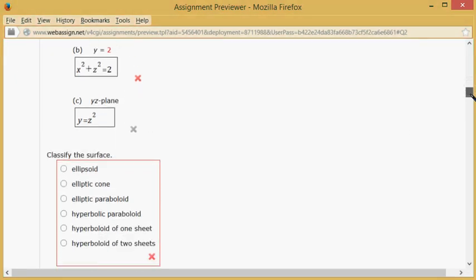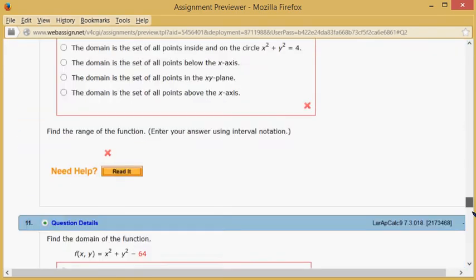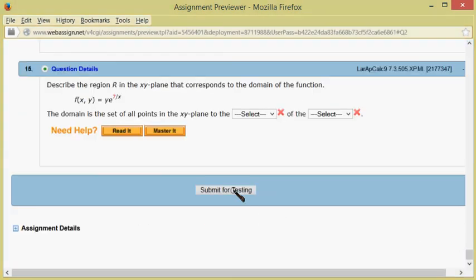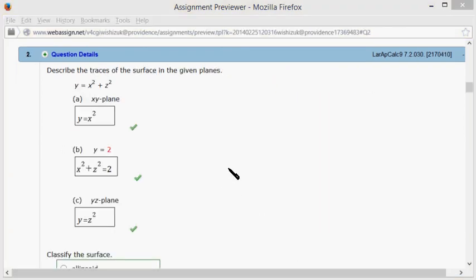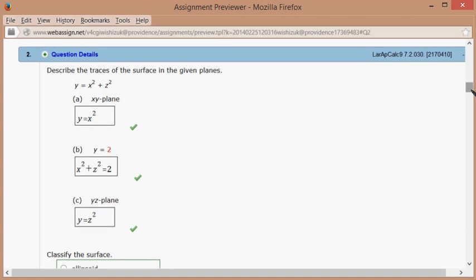So let's see if we have that choice. Yep, you have an elliptic paraboloid. So that's that. Let's check the answer. Submit for testing. All right, it came back and looks like we got all of these correctly. All right, that's it. I hope that this was clear.